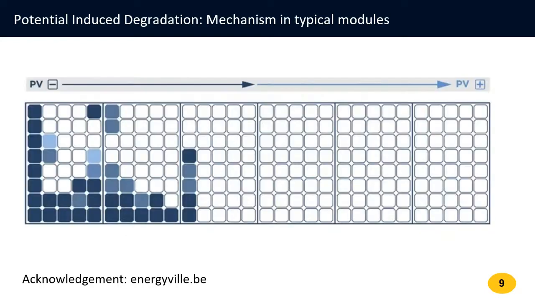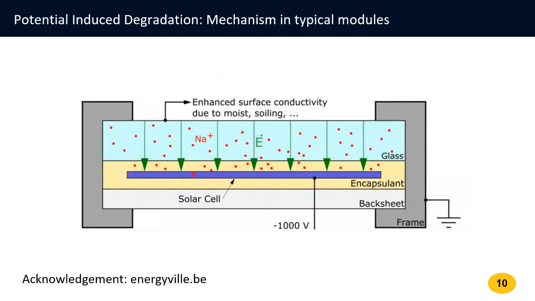However, it must be noted that as you move from the negative side to the positive side, that electric field decreases due to the decrease in potential of the cells relative to ground. And that's why you'll also note that the cells closest to the frame will have a higher likelihood of getting potentially induced degradation.